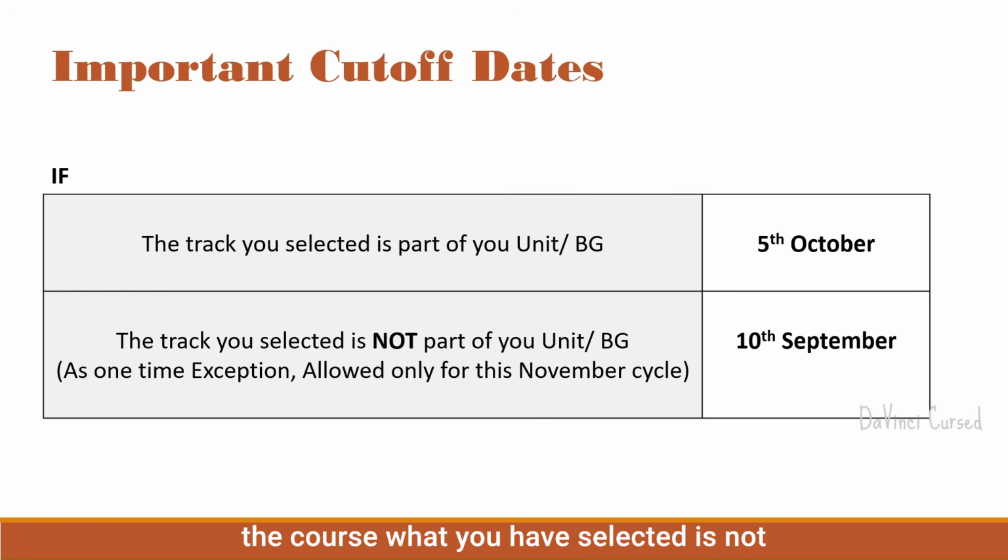If the course you have selected is not part of your unit or BG track sheet, you need to complete it by 10th September 2024. I think we have around 3 weeks of time to complete that, and this will be entertained only for this November cycle, just one last attempt. So we need to complete this before the cutoff dates.